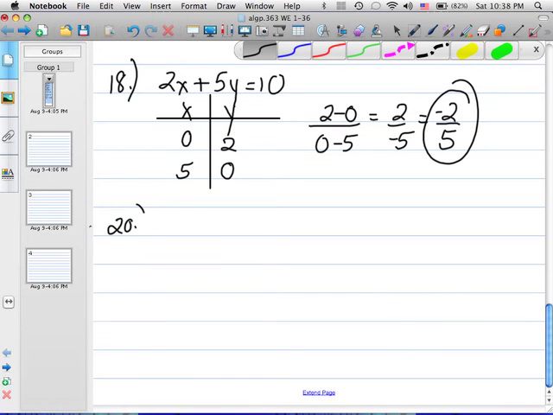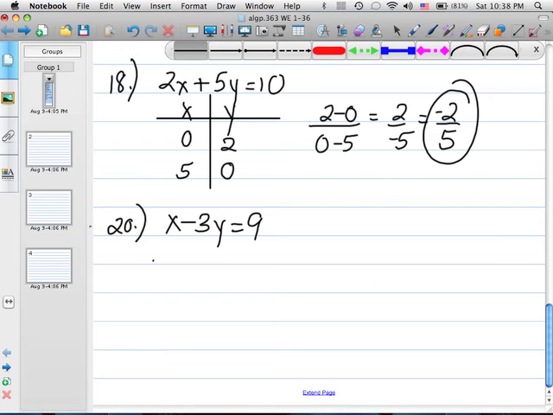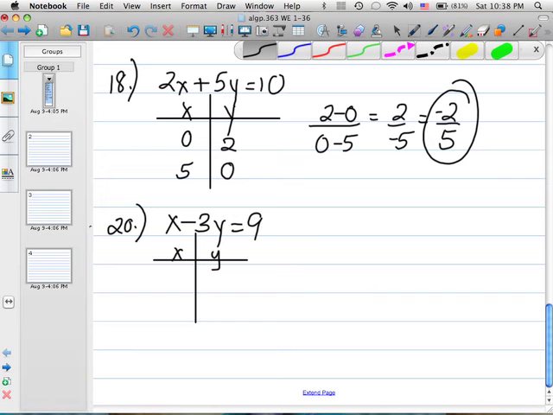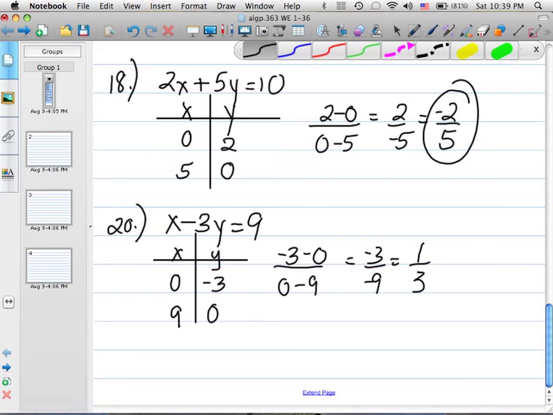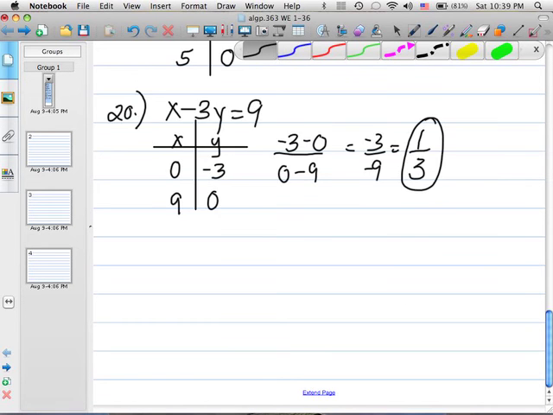Problem number 20. I have x minus 3y equals 9. Two ordered pairs I can use. If x is 0, then y would be -3. If y was 0, then x would be 9. So the change in y, -3 minus 0, over the change in x, 0 minus 9. So I get -3 over -9, which is 1/3. So my slope is up 1, right 3.